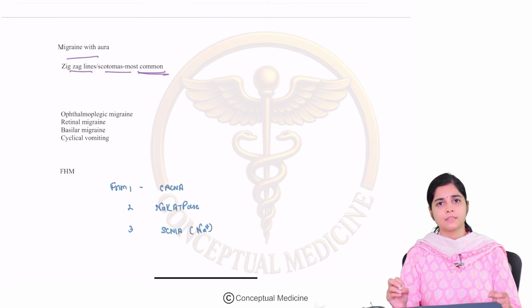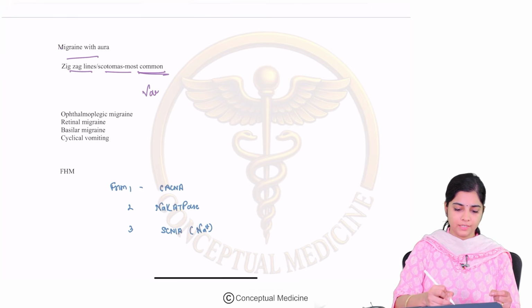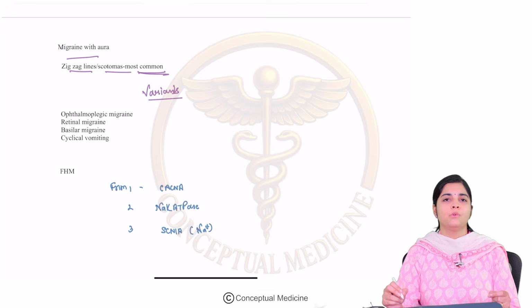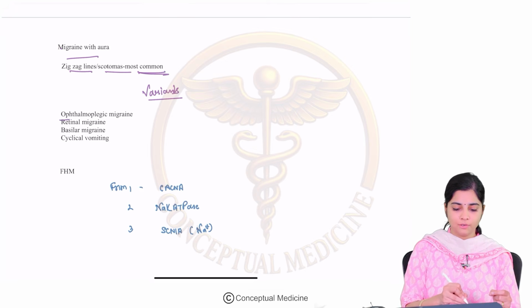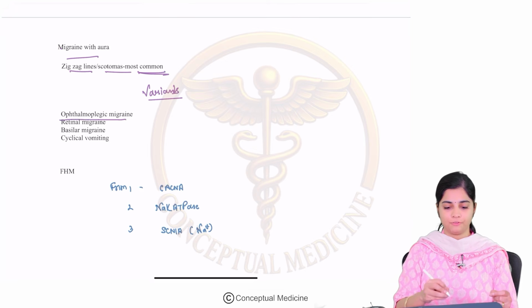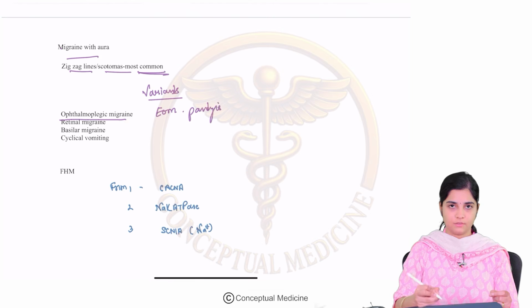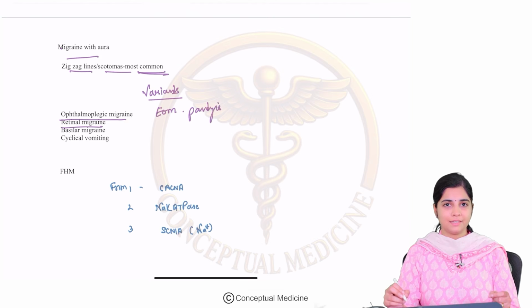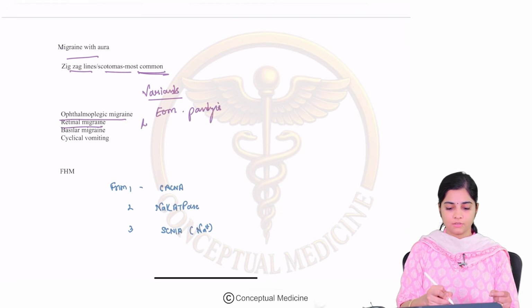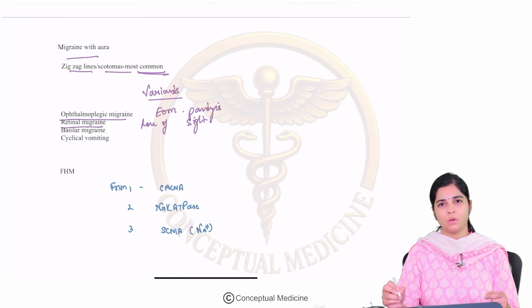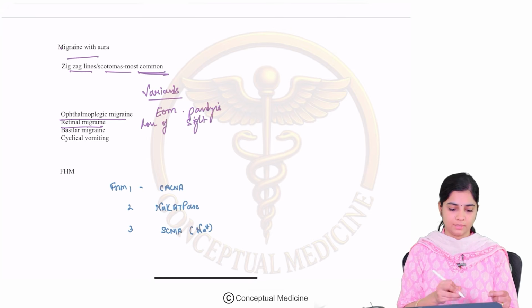Till now what we have discussed. Now you have certain variants of migraine. What are those variants? We have ophthalmoplegic migraine, where with the headache you can have paralysis of your extraocular muscles. Then retinal migraine. How does a retinal migraine present? During the aura phase you can have loss of sight. You can have loss of sight or blindness along with the headache, then it is your retinal migraine.